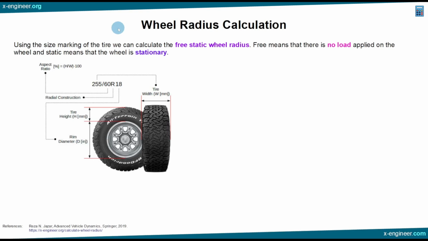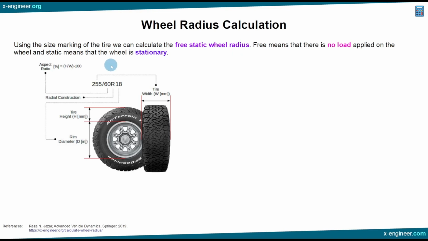In this lecture, you are going to learn how to calculate the wheel radius starting from the tire symbol. Using the size marking of the tire, we can calculate the free static wheel radius. Free means that there is no load applied to the wheel, and static means that the wheel is stationary. Also, we can calculate the rolling radius of the wheel, taking into account a deformation coefficient lambda.